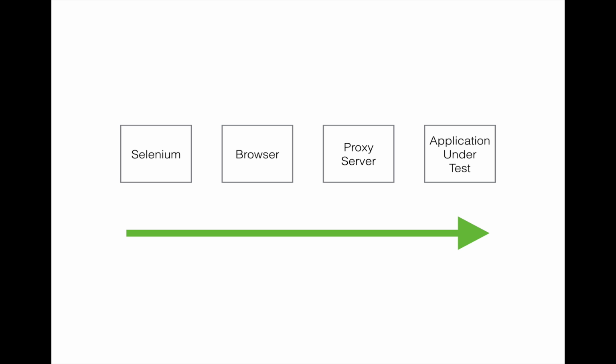Things like we can change the behavior, basically, of the application. We can omit things that are slow loading by blacklisting them. We can actually simulate slow internet connections. We can do a whole host of different things by using a proxy server.